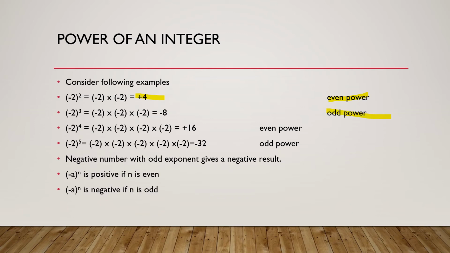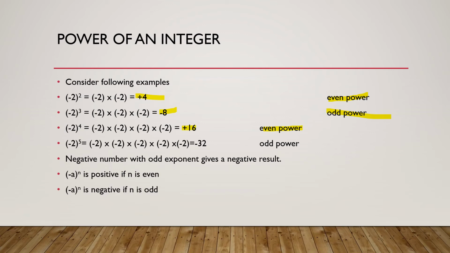When we have odd power, the answer comes minus 8, because the first minus sign multiplies with the next minus sign, minus minus plus, and that plus multiplies with minus, so we get negative 8. Now here again we have even power. Again we have even power over here, meaning minus 2 will multiply 4 times. Minus minus plus, minus minus plus, and the answer comes positive.